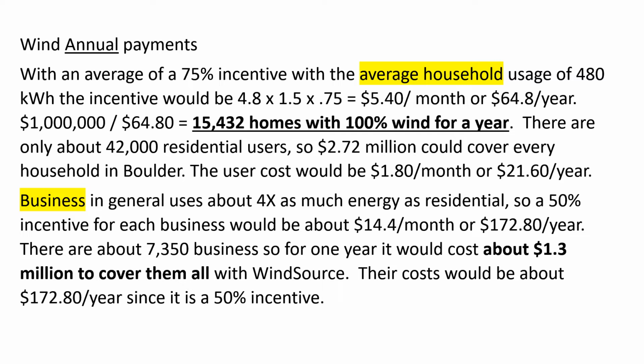Business, in general, uses about 4 times as much energy as residential. So a 50% incentive for each business would be about $14.40 a month, or $172.80 per year. There are about 7,355 businesses, so for 1 year, it would cost about $1.3 million to cover them all with wind source. Their cost would be about $172.80 per year, since it's a 50% incentive.